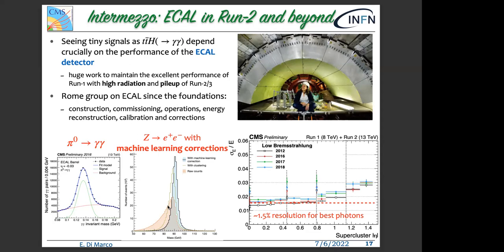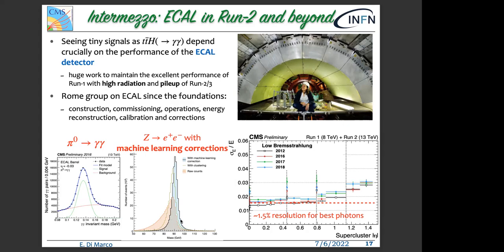But then what we did initially for H to gamma gamma in round one, you can use a regression, okay, trained on Monte Carlo that tries to follow all the response of the detector as a function of a plethora of input variables. You can do something analytic with two or three variables, but you cannot do it with 100 variables which are not linearly correlated among them. So if you use, for example, a multivariate regression, you get to this. And this is what we use now.